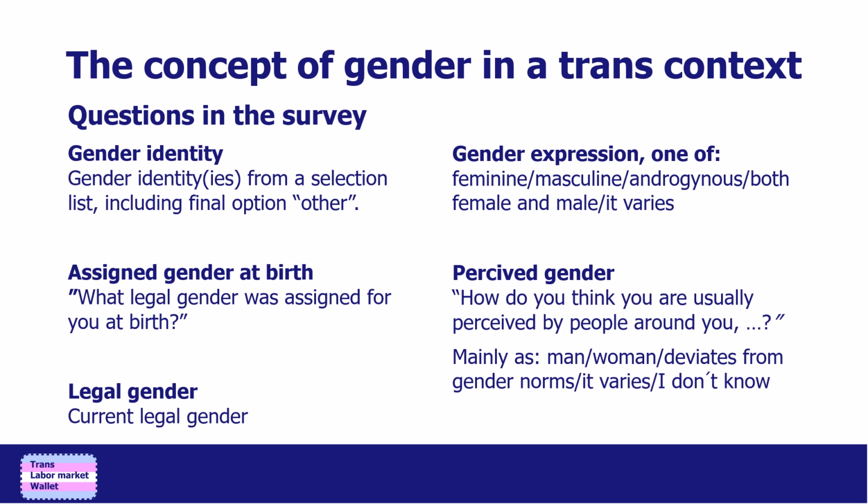We asked about gender expression. They could choose one of the alternatives: feminine, masculine, androgynous, both female and male, it varies. And finally, we asked about perceived gender. The question was, how do you think you are usually perceived by people around you if you think of all the people you meet in 1 month? And the answers could be one of mainly as man, woman, deviates from gender norms, it varies, I don't know.